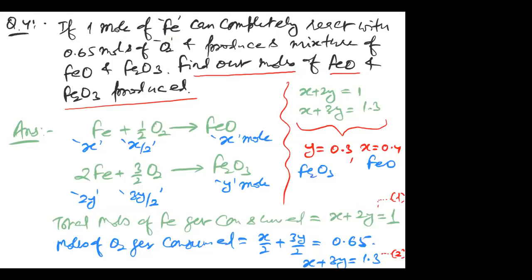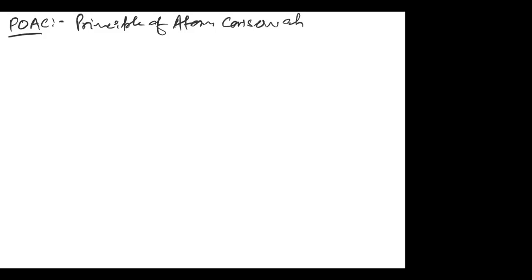Now let's move to the next one. Next concept is POAC, the principle of atom conservation. Principle of atom conservation is nothing but actually balancing of redox reaction only, a balancing of reaction only.